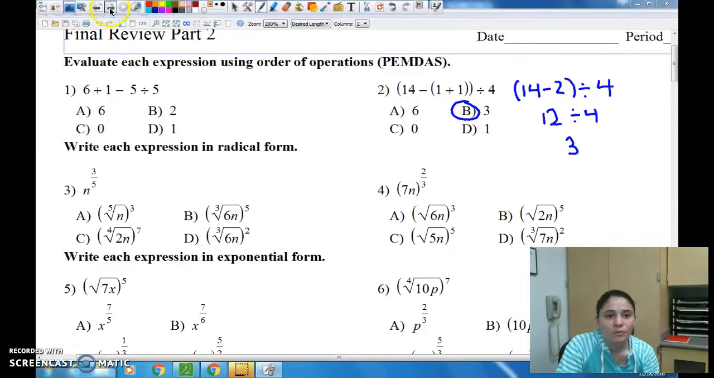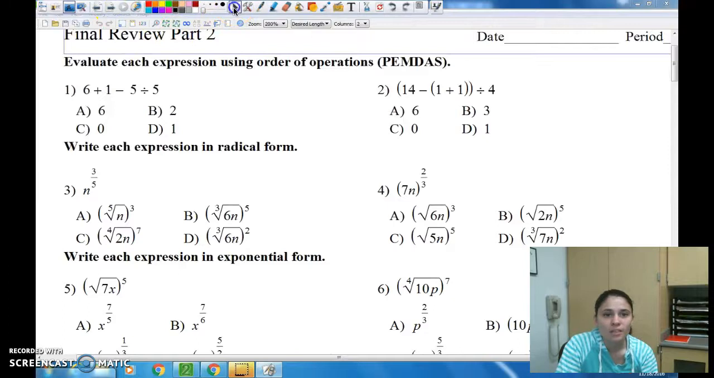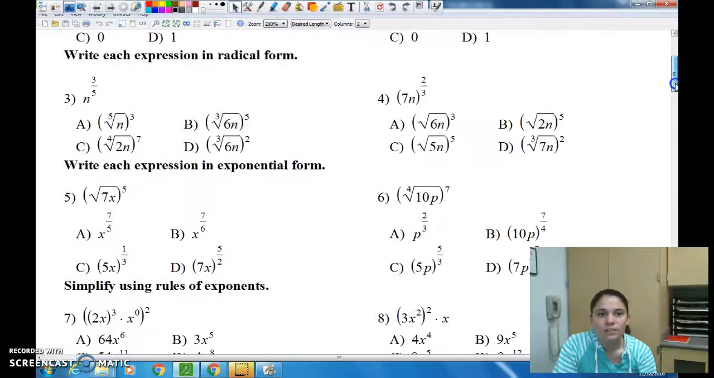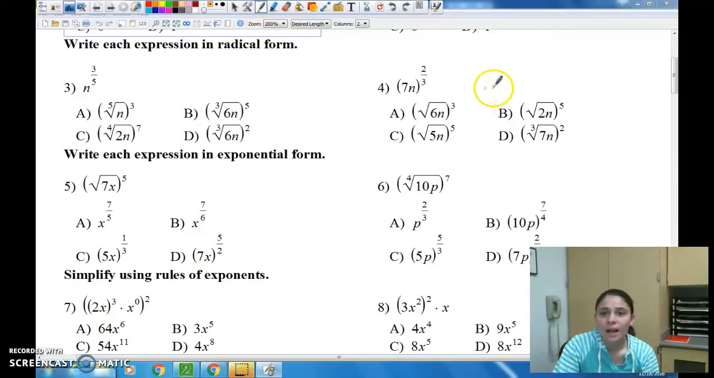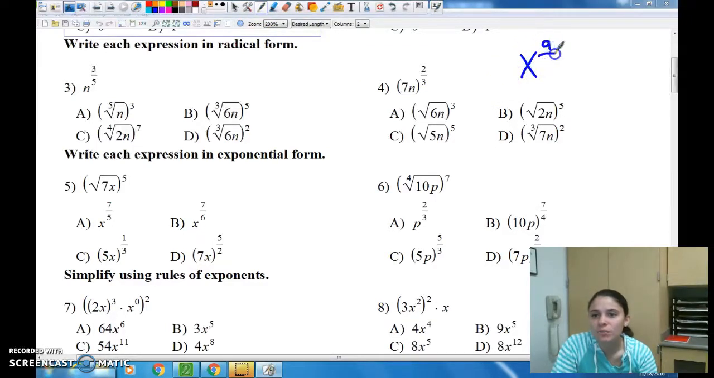And then on to number 3. Numbers 3, 4, 5, and 6 all kind of deal with the same thing. We're switching between radical form and exponential form. So as a reminder to you, and this was in Unit 1, we have this nice formula that helps us do this, where we have x to the a over b, we can rewrite as the b root of x to the a. So whatever number is in your denominator becomes your root number, and whatever number is in the numerator becomes your exponent number.